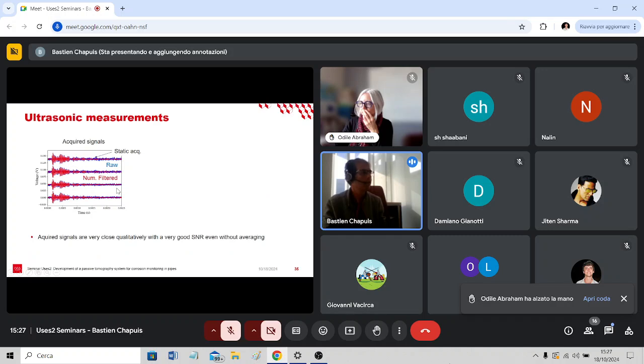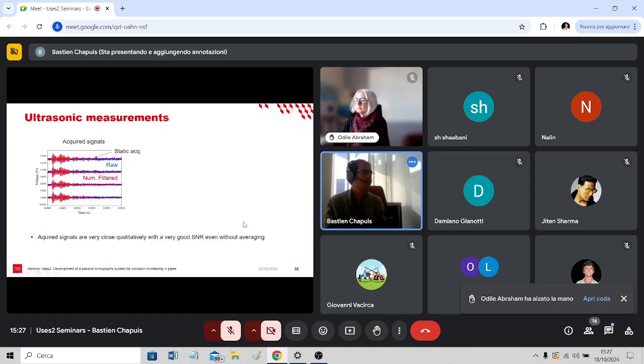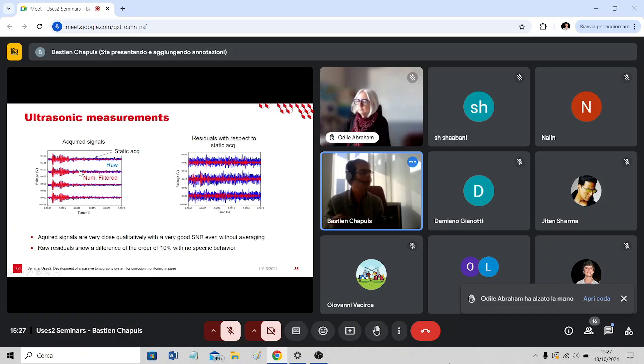Of course, as I mentioned, this is between 2 and 8 volts. I have not shown you results at the point where we can no longer compensate. In that case, the signals are fully noisy. We can no longer measure the ultrasonic wave.